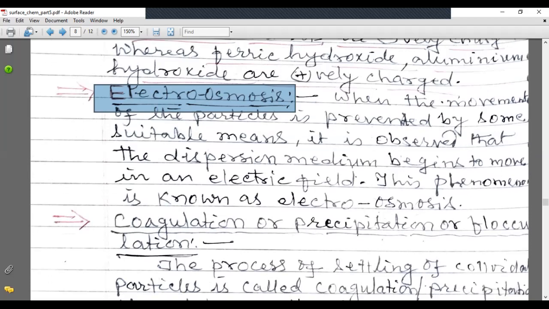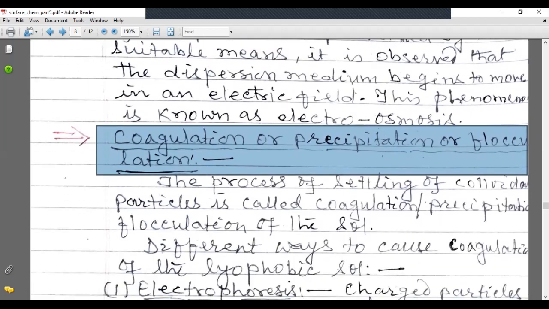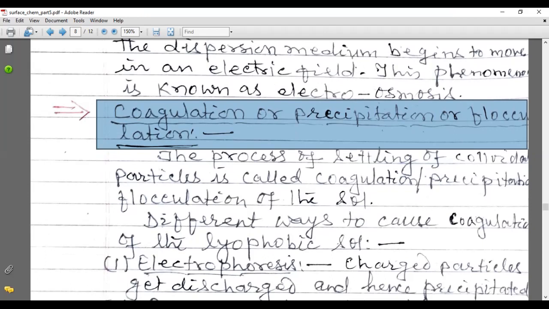Now the next topic, coagulation or precipitation or flocculation. The definition is: the process of settling of colloidal particles is called coagulation. There are different ways to cause coagulation of the lyophobic sol. Number one is electrophoresis, where charged particles get discharged and hence precipitated. And this happens only under the influence of an electrical field.